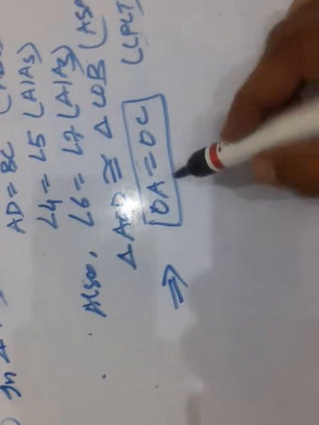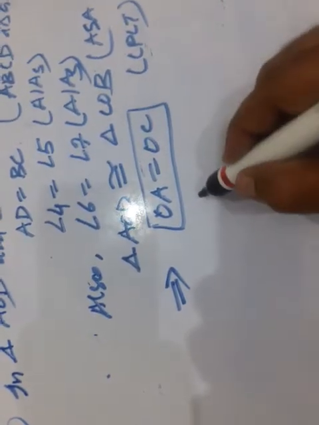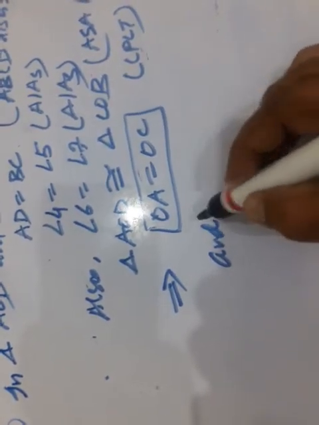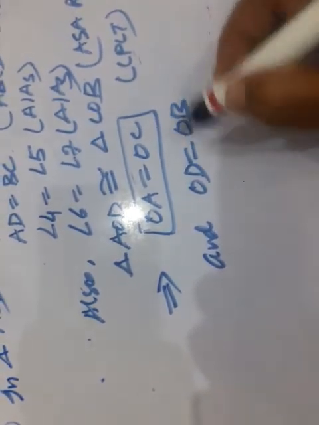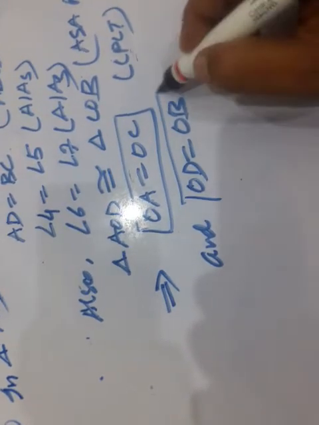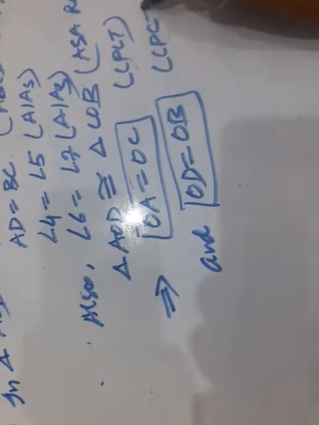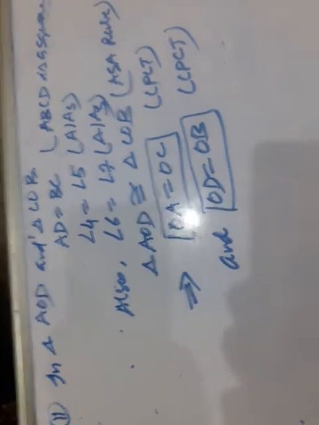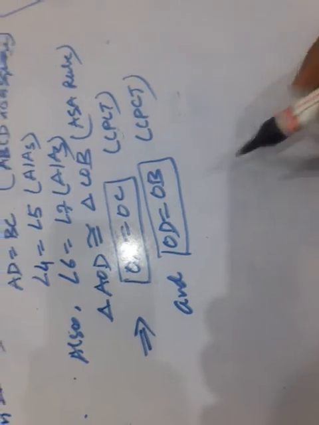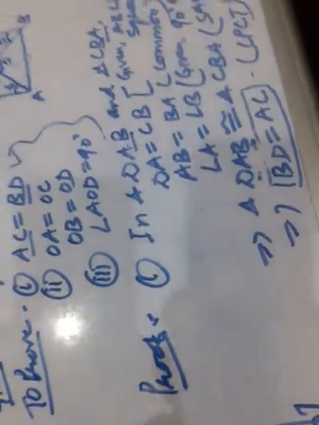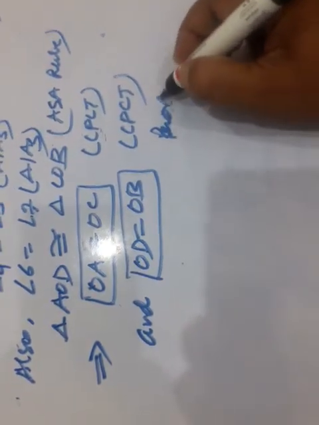Clear? And what else? OD equal to OB, that is again CPCT. So children, the second part is also proved. Now see, the first part is proved, that is BD equal to AC. We have proved the first part, and the second part is proved.